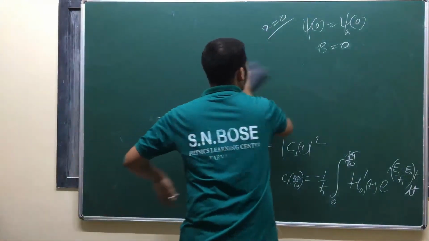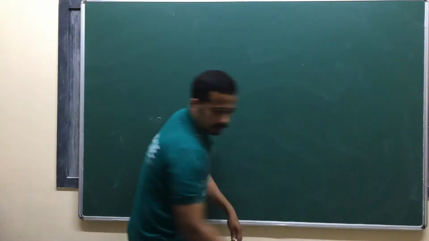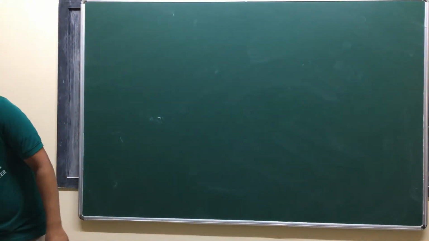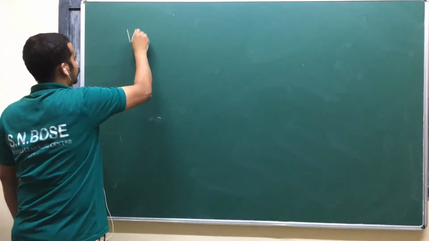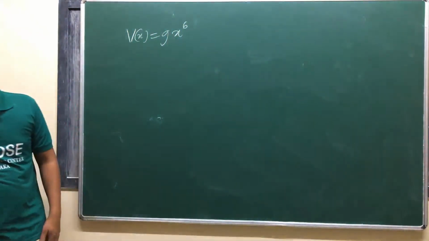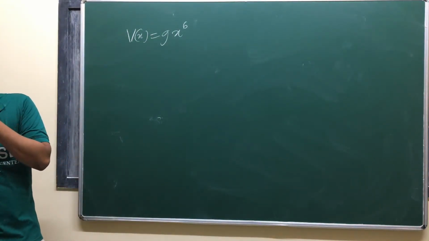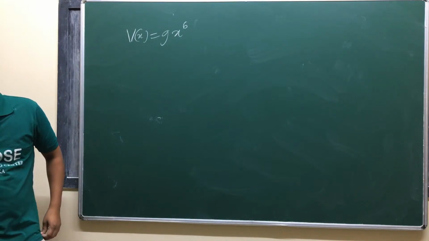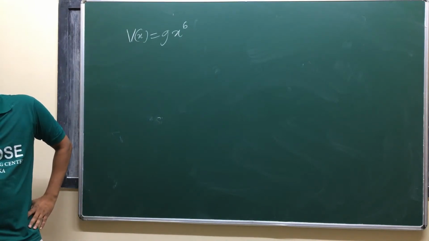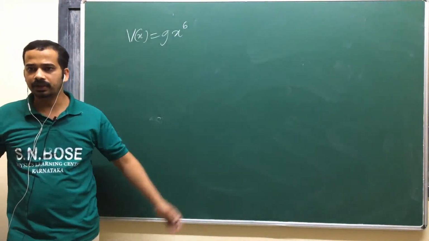So this was some MIT Princeton question you can find in the YK element. V of x is equal to g x power 6, where x is between minus infinity and plus infinity. He has taken g greater than 0. So, a system of n particles. He's asking what is the equilibrium heat capacity. You have to find the equilibrium energy, take the temperature derivative. That's the heat capacity, isn't it?